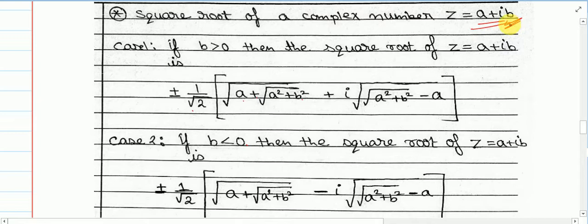Okay, then you can easily make out which one is your a and which one is your b, and therefore you can decide which case should be applied over here. Okay, and then you can proceed. So whenever you have to find the square root of a complex number, make sure that your complex number is in this form, a plus ib.